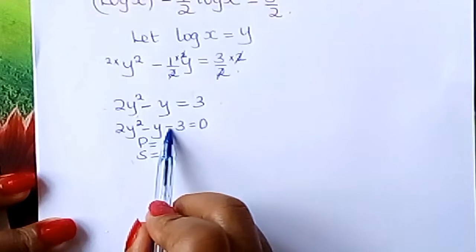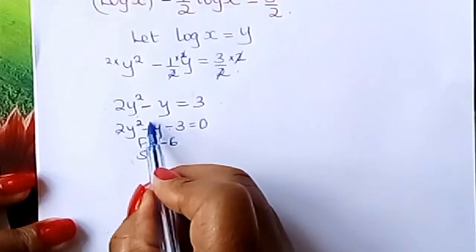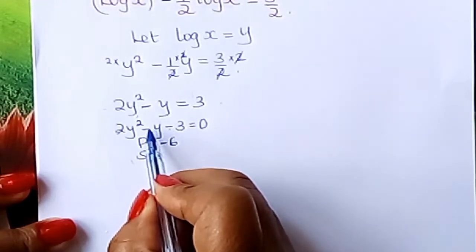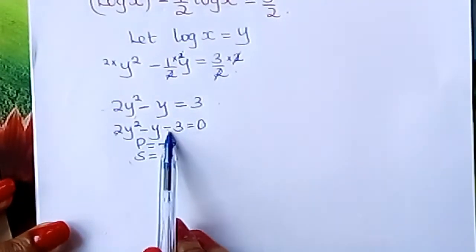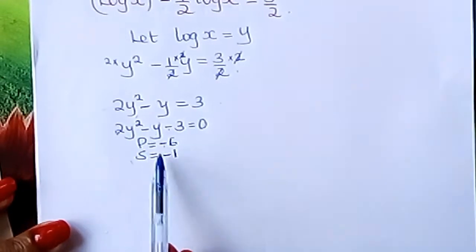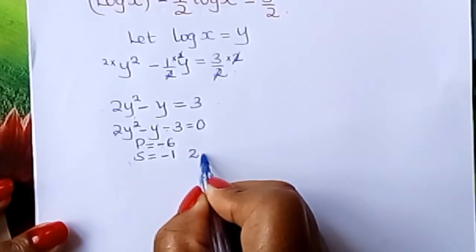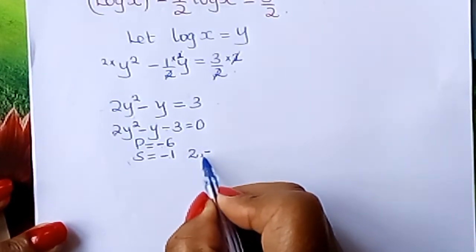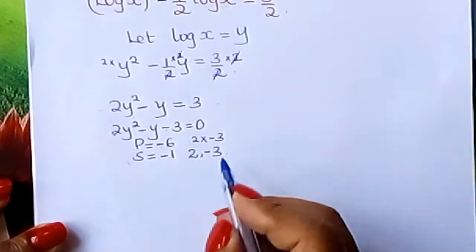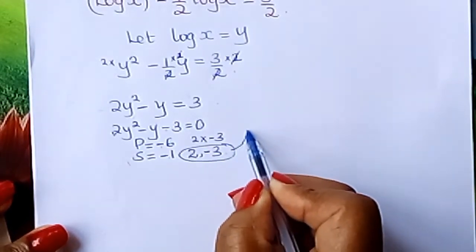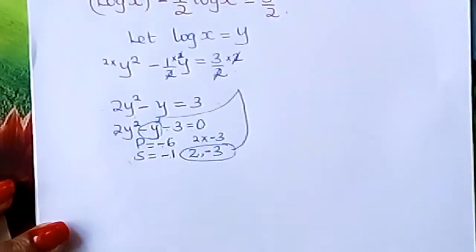The product of this quadratic equation is minus 6, 2 times negative 3, and the sum refers to the coefficient of the middle term, which is negative 1. Yes, like that. The product is negative 6, and the sum is negative 1. So, which are these two numbers that you add to get negative 1? The numbers are 2 and negative 3. And if you multiply the same numbers, you get negative 6.